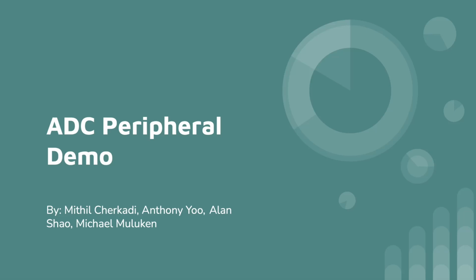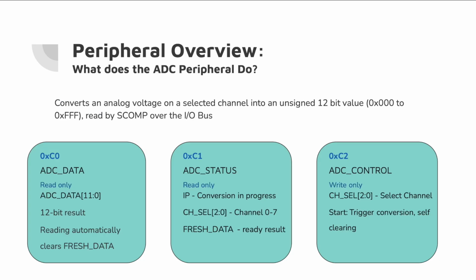Hello, today we'll be walking through the ADC peripheral our team designed for ESCOM and demonstrating its capabilities through an application we built called the Analog Safecracker. The peripheral gives ESCOM access to analog voltage readings across multiple channels through a simple 3-register interface. Everything I show today is designed to highlight how that interface works and why we designed it the way we did. First, we'll do a quick overview of what our ADC peripheral does.